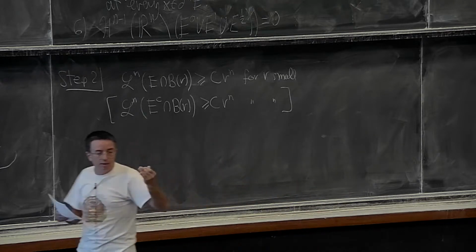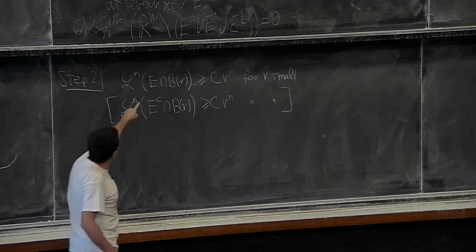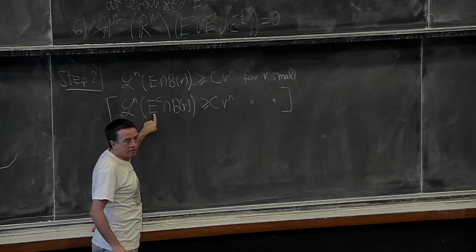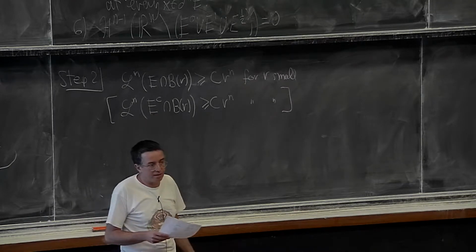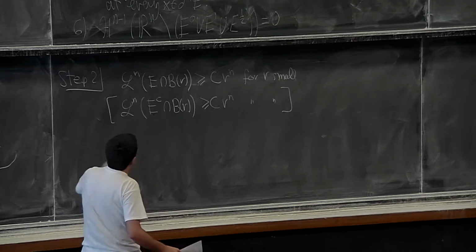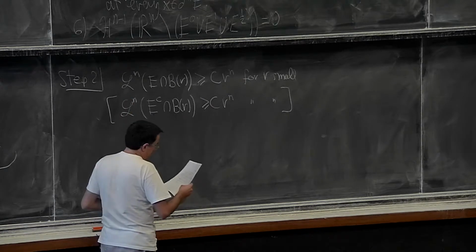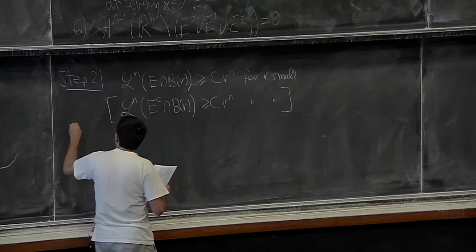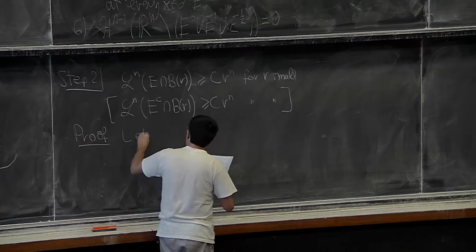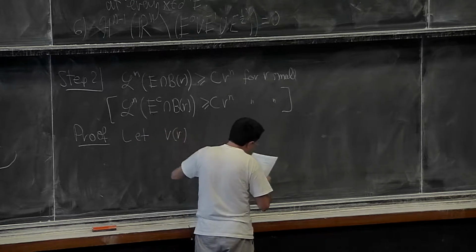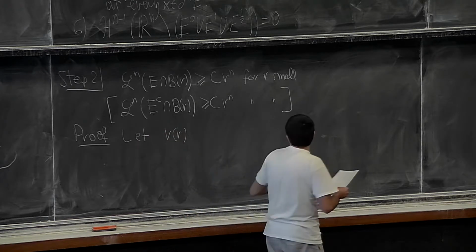The measure derivative of the set E and the measure derivative of the set E complement are just the same, except for a minus sign. So I prove it for this, not for this, but this is okay. So, proof. Let V of R be the volume of E inside the ball of radius R.